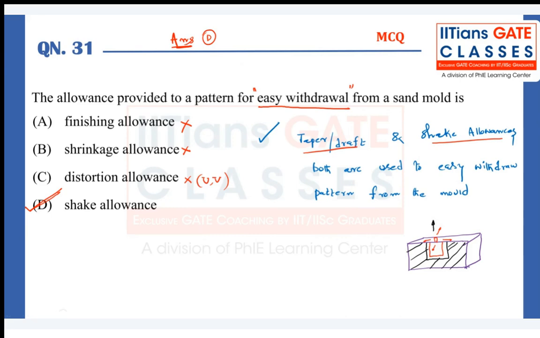This we have already discussed in the class, guys. Go to our notes; I have drawn a very clear diagram so that you will understand very well. Shake allowances and taper or draft allowances allow easy withdrawal of the pattern from the mold. We can use either taper or shake allowances, but here taper is not given in the options. That is why we select shake allowances. I hope you understand, guys. Now let us move to another question.